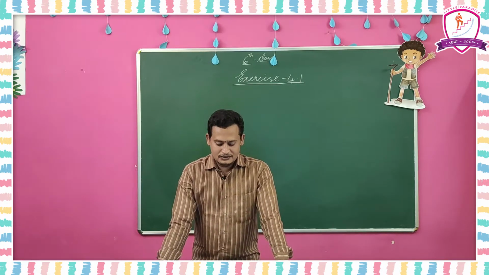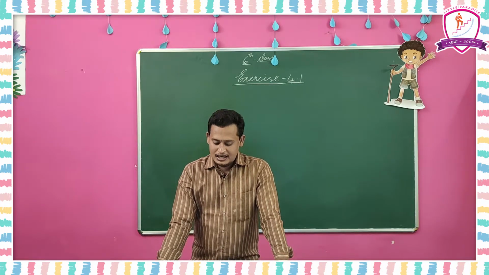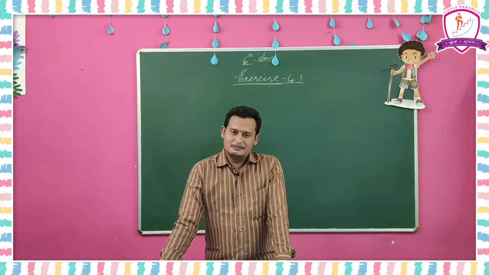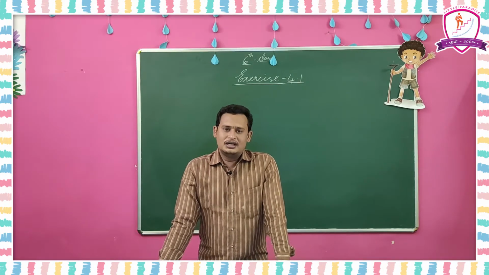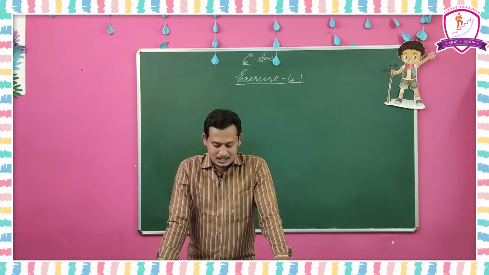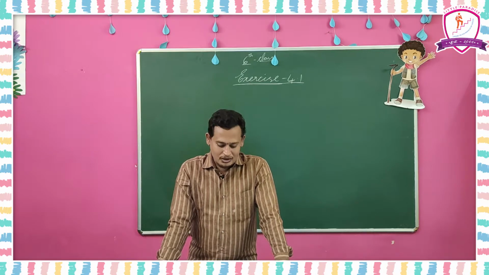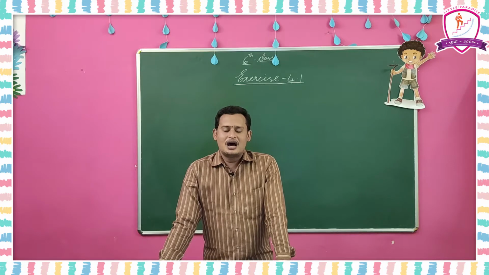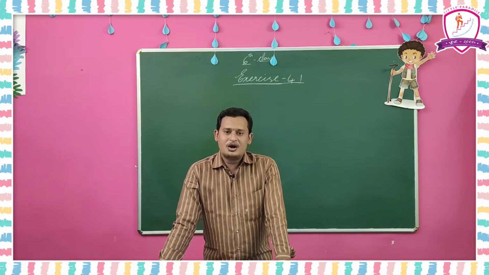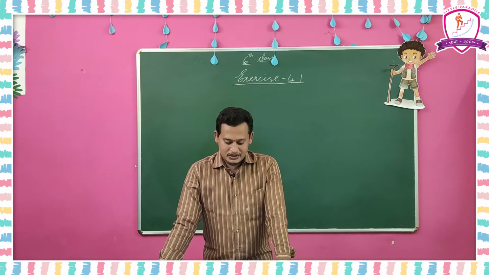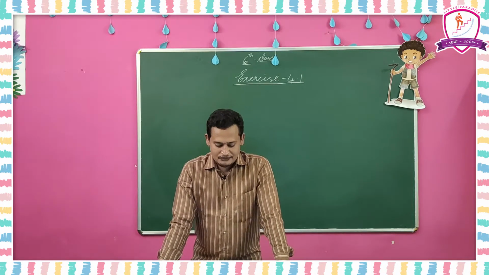For each of the following figures, count the number of marked points and line segments. We already discussed in the previous video how to recognize the marked points and line segments in a given figure. Here some figures are given. We have to write the points marked in the figure, and also find how many line segments there are and write what those are. Now I am going to explain the first one.